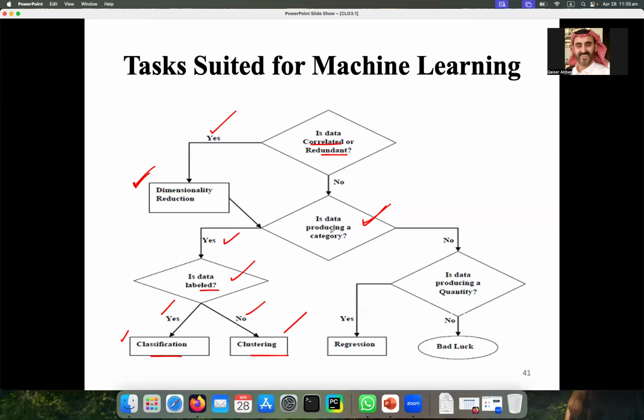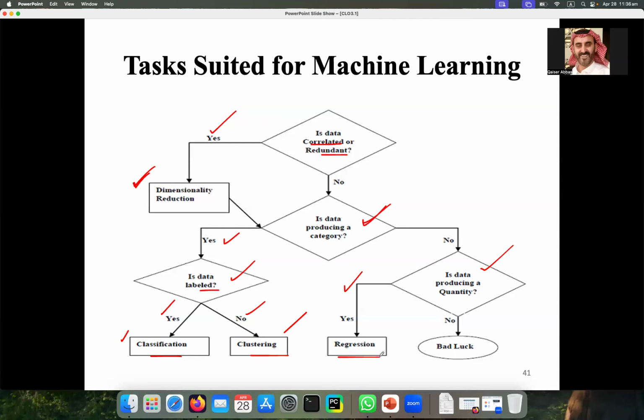Now coming back here, is the data producing a category? If yes, then this is the thing. If there is no category in the data, then you are checking another question: is the data producing a quantity? Quantity means some value in numbers, for example 25 items, 30 items, 60 items. So, is the data producing some quantity? If the answer is yes, use regression.